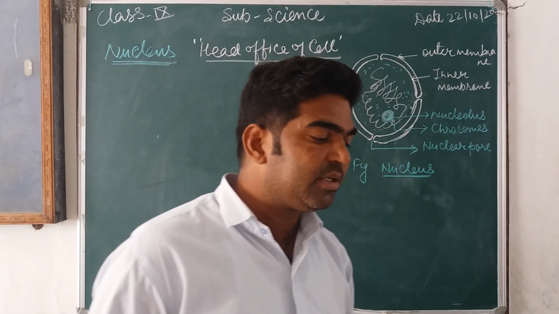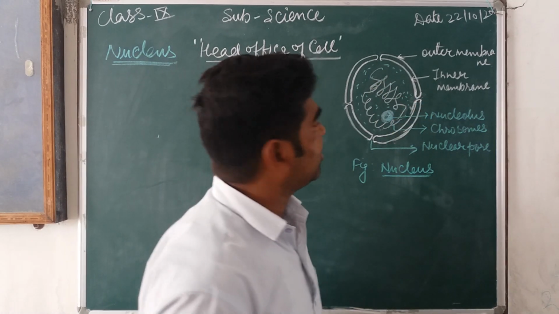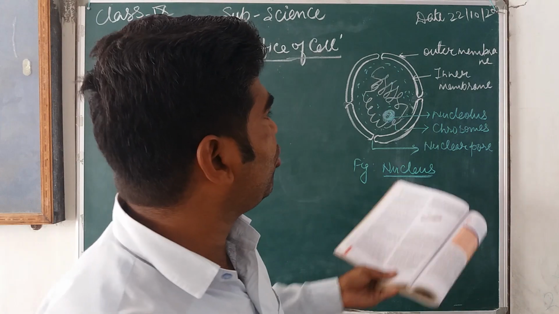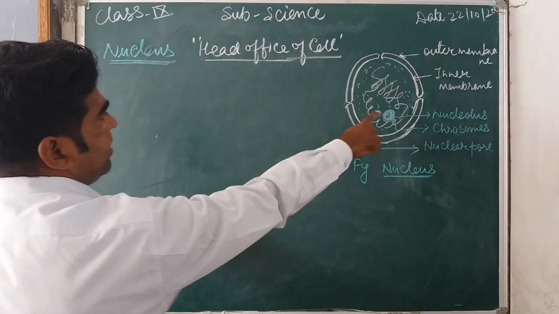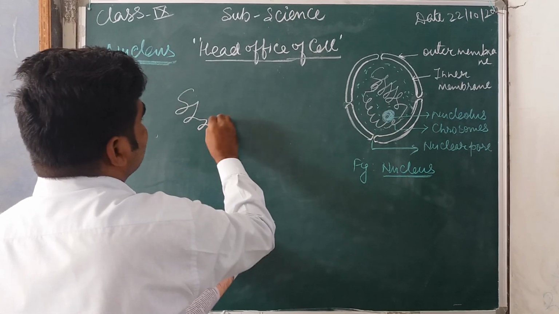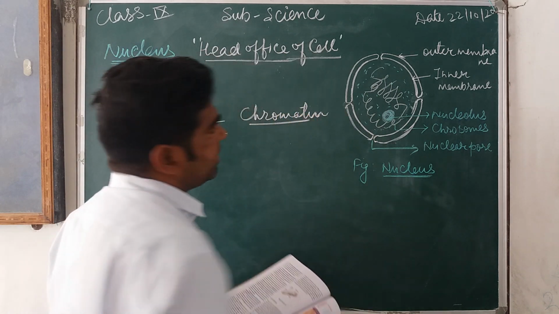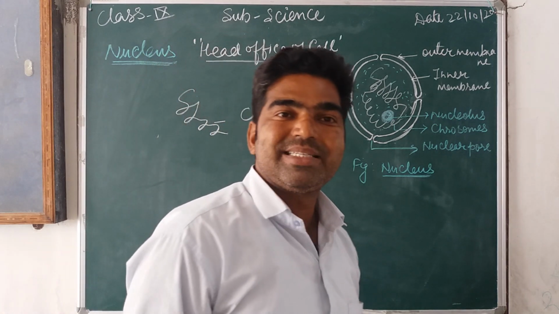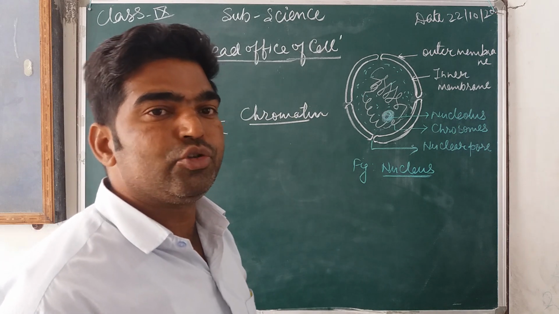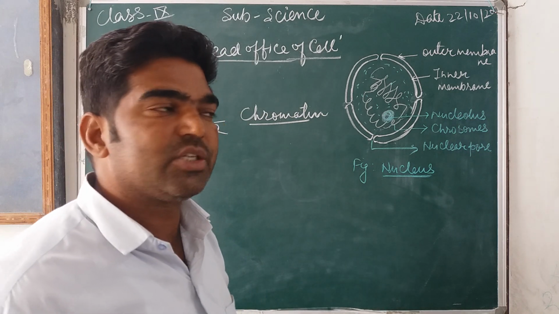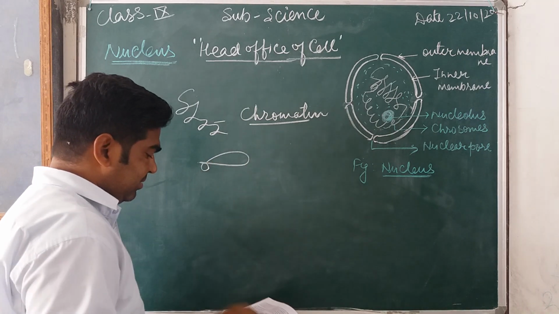And this nucleus contains thread-like structures called chromosomes, and these are entangled in the form of thread-like structures that are called chromatin. You can see these thread-like structures, called chromatin. But when the cell is about to divide, then these entangled thread-like chromosomes are arranged in rod-like structures that are called chromosomes.